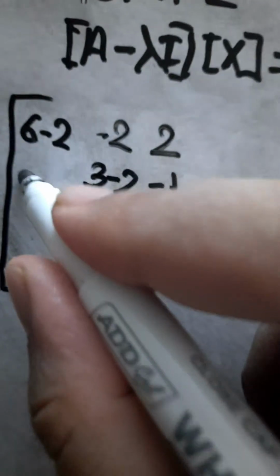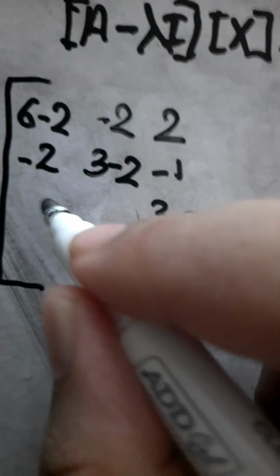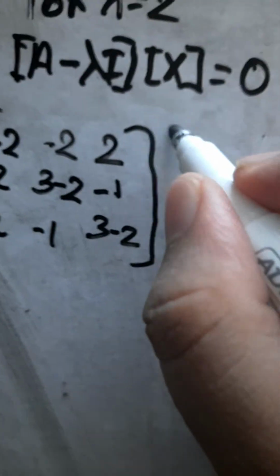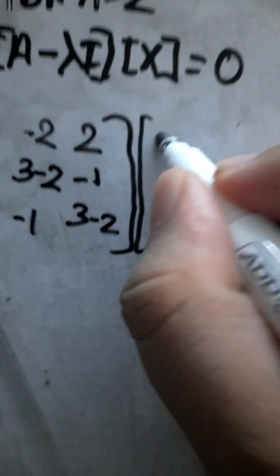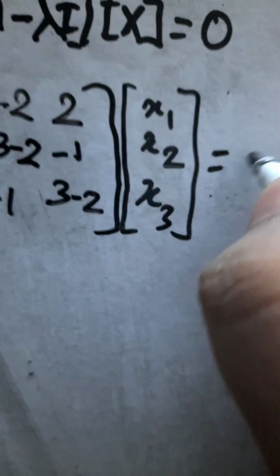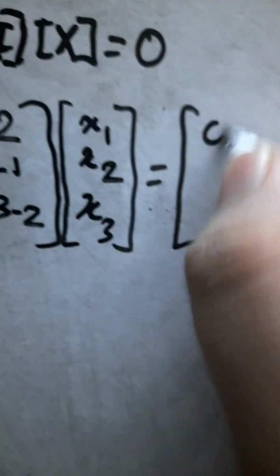Now we will write the other same part of the question. Now this is our matrix. Now this is the variable matrix. 3 unknowns are there, x1, x2, x3. Then the null matrix 0, 0, 0.